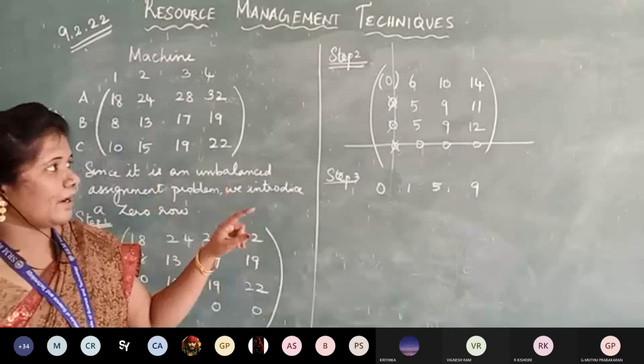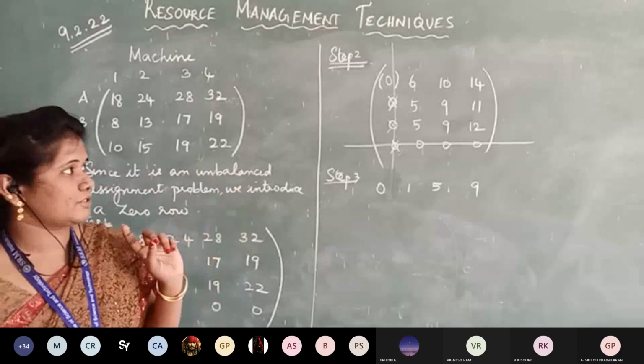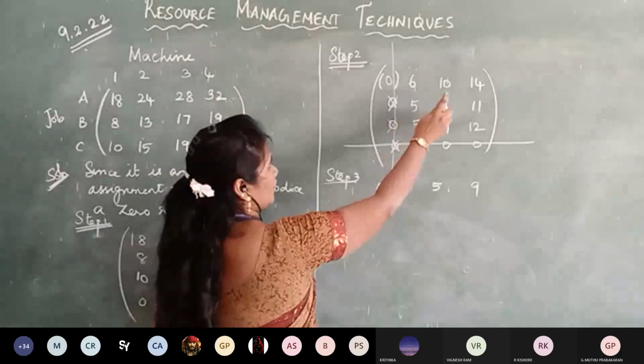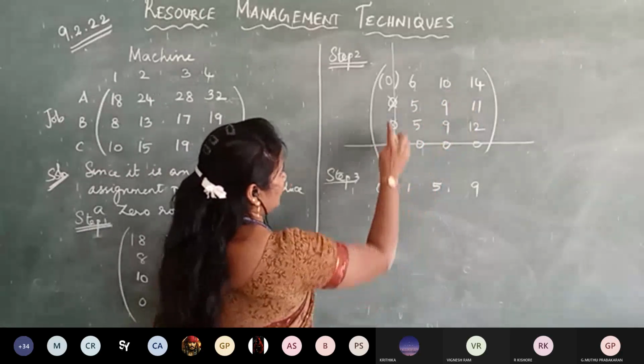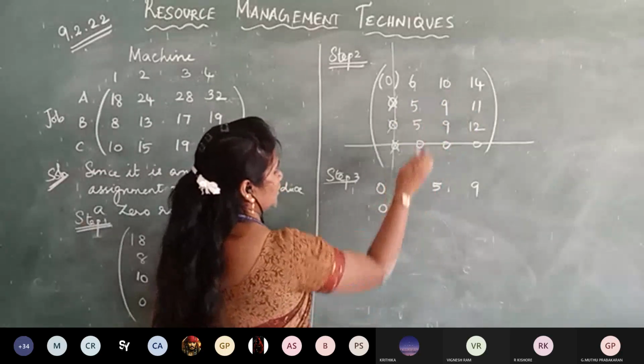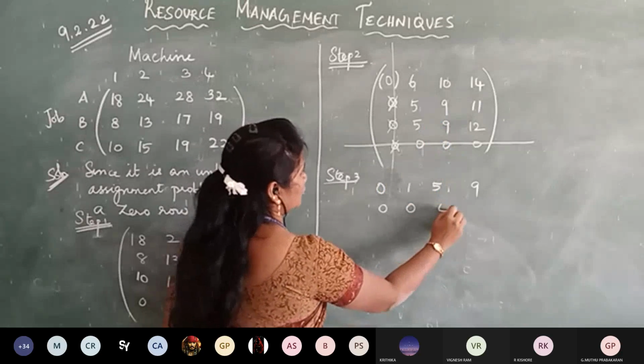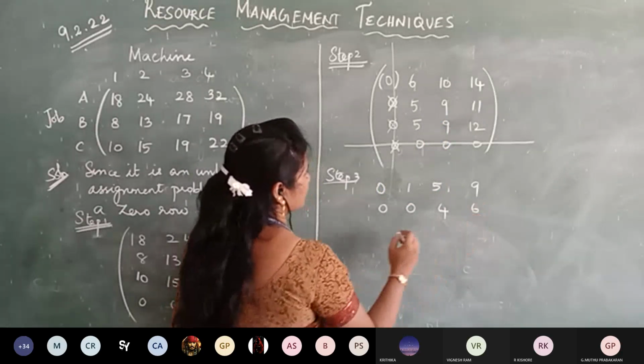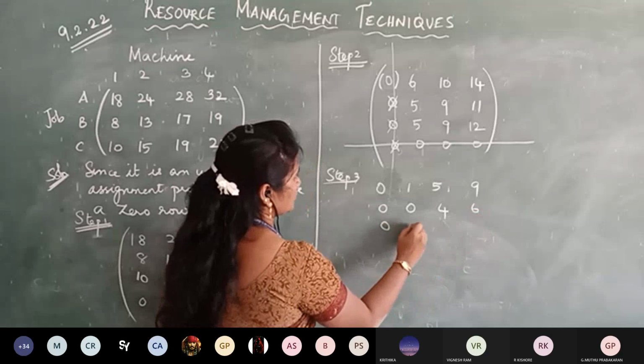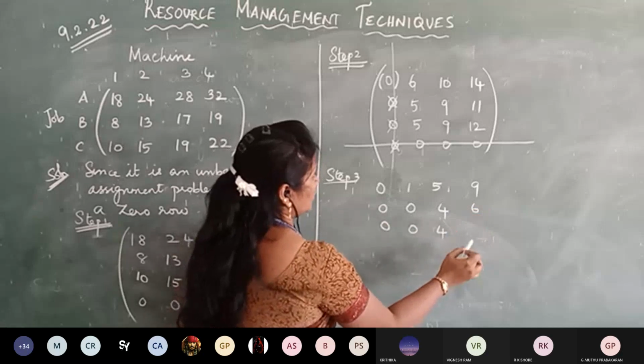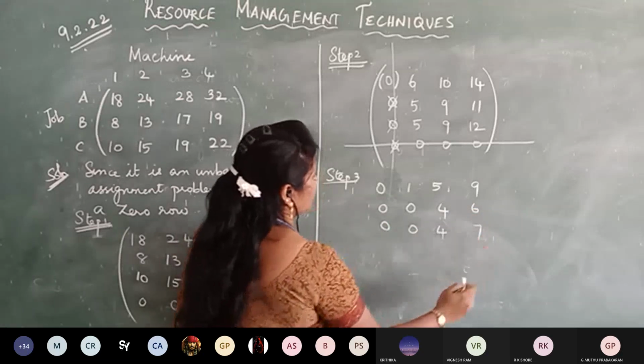So with that 5, I'm going to minus the values which are not striked. So here I get 1, 5, and 9. Then here it will become 0, 5 minus 5 is 0, 4, and then 6. It's 0, 0, 4, it is 5, it becomes 7.